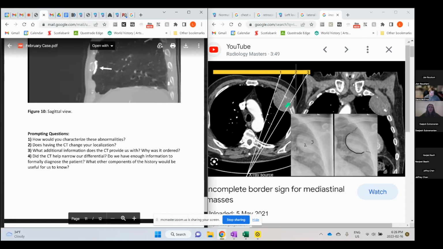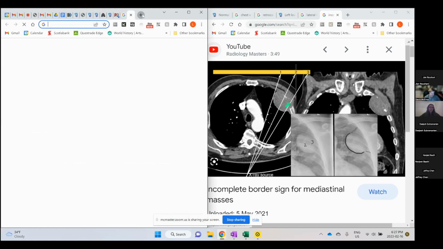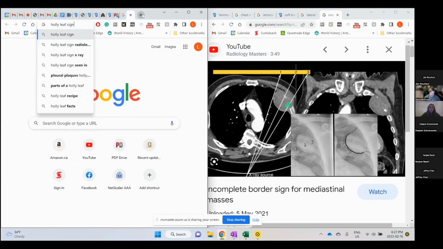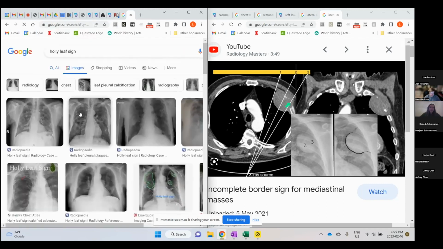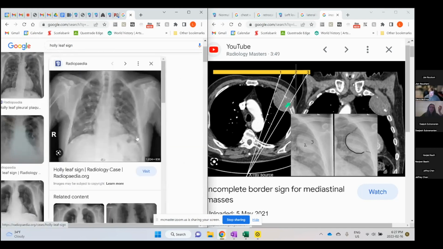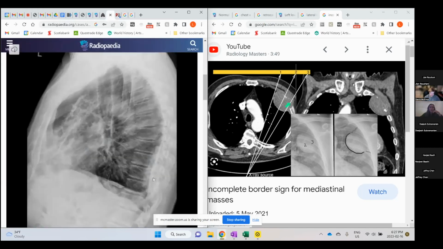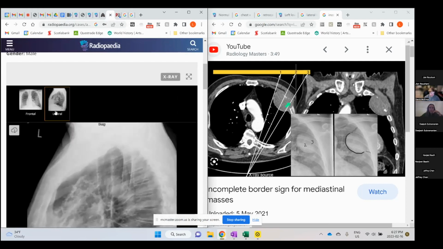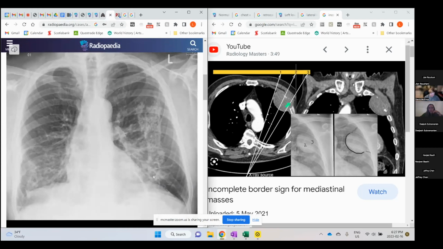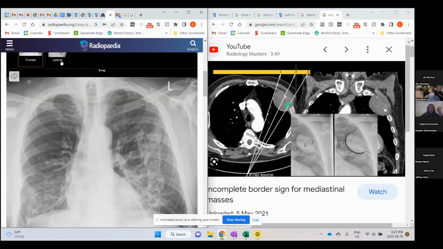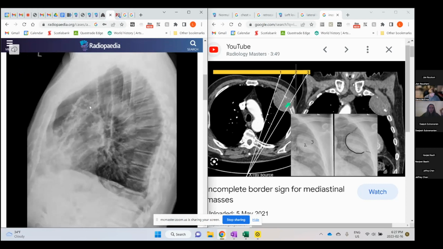For this case specifically, this appearance is so classic. There's literally a sign called the holly leaf sign. Experienced radiologists wouldn't really need a CT to confirm this because it's so characteristic. But you're right, it does help for confirmation, because when I was looking at this lateral x-ray, you see how on the frontal you have a huge plaque here, on the lateral it's here, so it also kind of looks parenchymal for some reason.